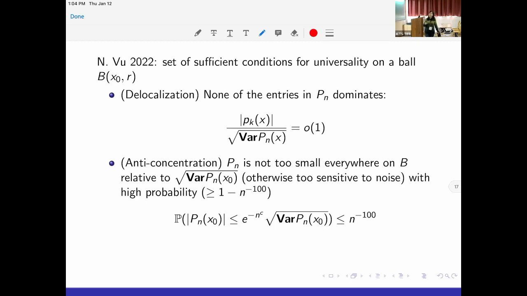Now, anti-concentration, I don't know if people would be able to reduce the probability of failure from n to the negative 100, say, to n to the negative 1/2, for instance. If they would be able to show that anti-concentration with probability n to the negative 1/2 is already enough to prove local universality, then it would be fantastic. It would be a lot easier to prove if the error term is only n to the negative 1/2, for instance. That would be quite easy. Okay, thank you.